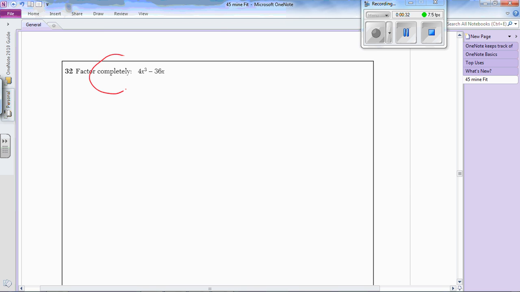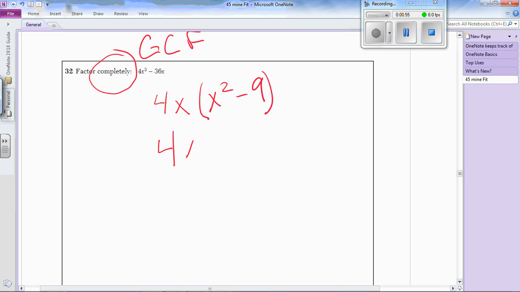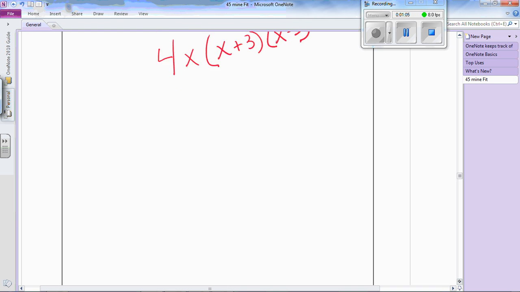Completely factor. When you see the word completely, you better really think about that first rule of factoring, which is GCF. In this case, it's really hard because the GCF is not only X, but it's also a 4. 4 goes into both. So if I take out a 4 and I take out an X, I'm left with X squared minus 9. Then I got to keep factoring, and it factors to X plus 3, X minus 3. That's it. Number 2's done.